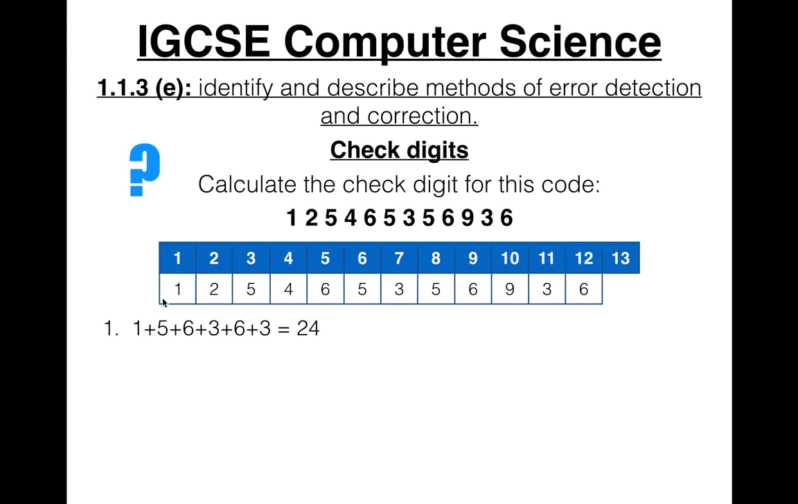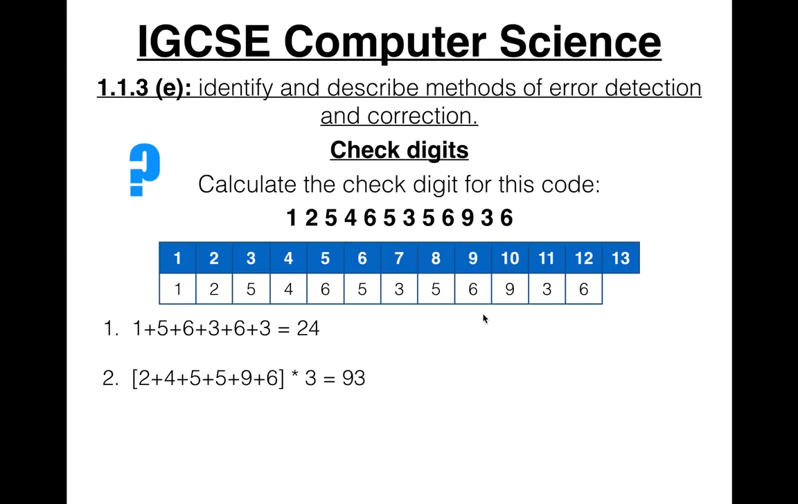We first add the odd numbers, and when we say odd numbers, we don't mean the odd numbers, we mean the numbers in the odd positions. So 1, 3, 5, 7, 9, 11, excluding the check digit for now. So 1 plus 5 plus 6 plus 3 plus 6 plus 3 gives 24. And the numbers in the even positions, times 3: 2 plus 4 plus 5 plus 5 plus 9 plus 6, times 3, gives us 93.